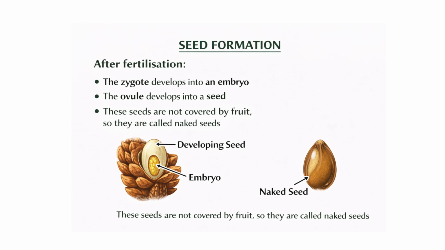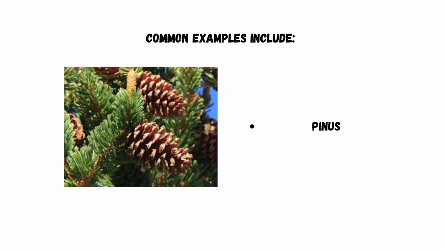And now let us understand seed formation. After fertilization, the zygote develops into an embryo. The ovule develops into a seed. These seeds are not covered by fruit, so they are called naked seeds. Important examples of gymnosperms are Cycas and Pinus, as we discussed.